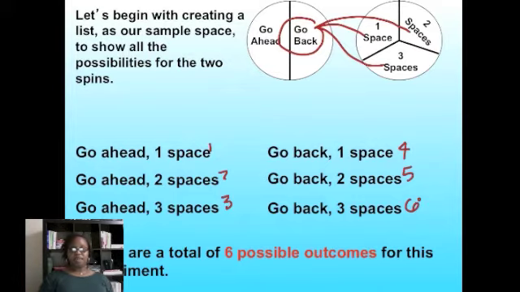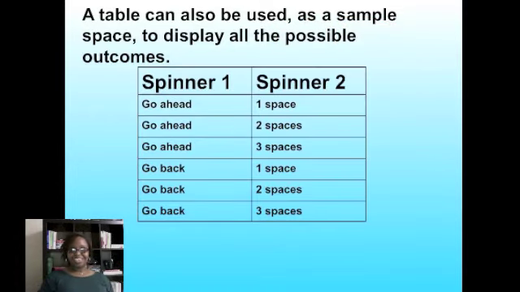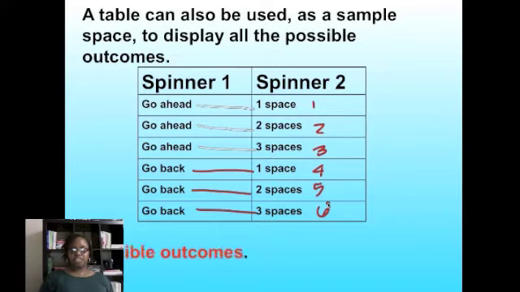I'm not going to go through a table too much because it looks a lot the same. It looks like what we've got on the first spinner and then the second spinner. Go ahead with one space, go ahead with two spaces, go ahead with three spaces. Or we could land on go back with one, go back with two, or go back with three. And so we still end up with 1, 2, 3, 4, 5, 6 different possible outcomes.